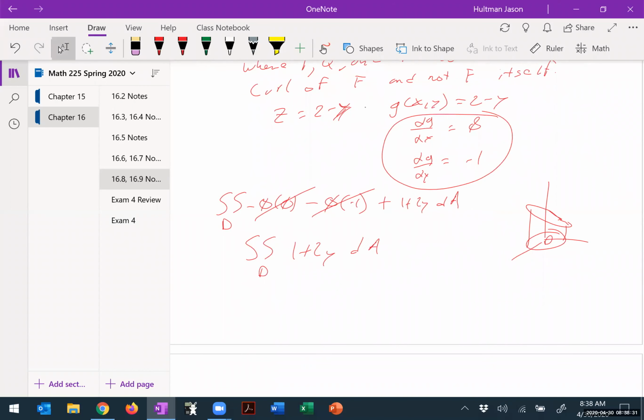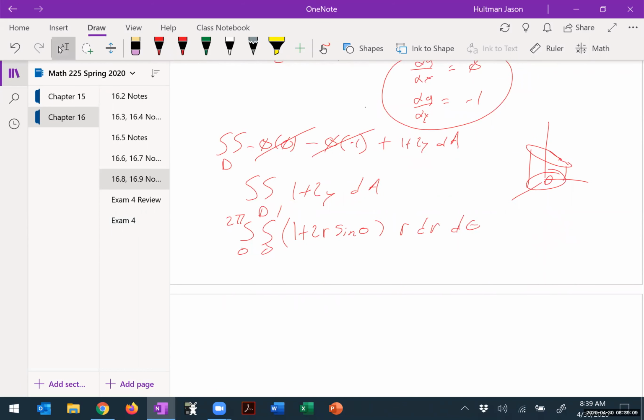So how could I change this guy into polar coordinates? Well, this is going to be 1 plus 2r sine theta, times r dr d theta. We're changing from rectangular to polar, right? And so what's r going to go from? Well, r is going to go from 0 to 1 because the unit circle is D. And then what's theta going to go from? Well, it's going to be 1 rotation, 0 to 2 pi. Now, let's continue with this, and then I want to pinpoint something that might be confusing.